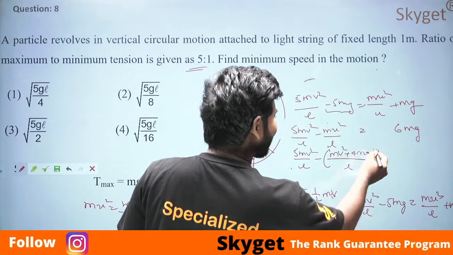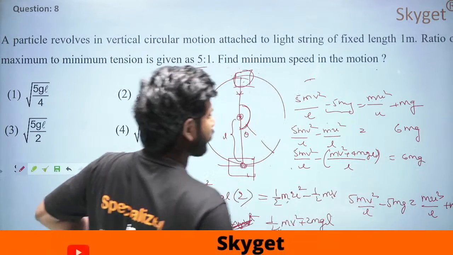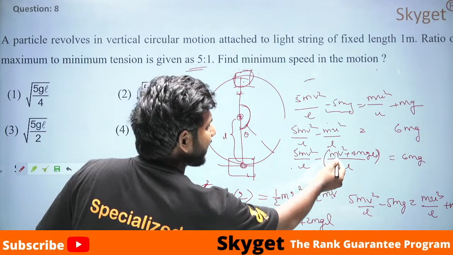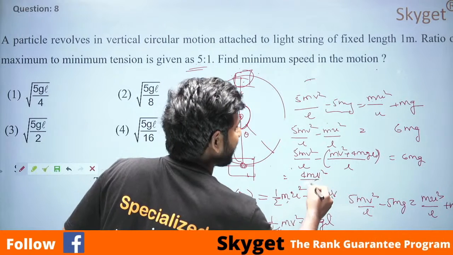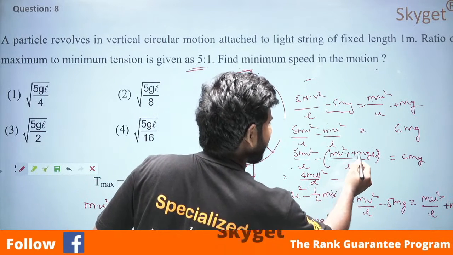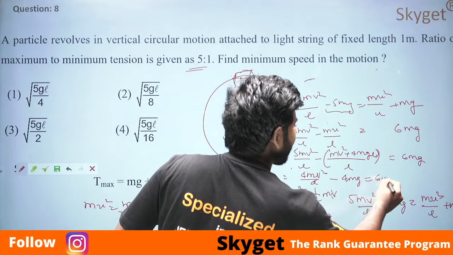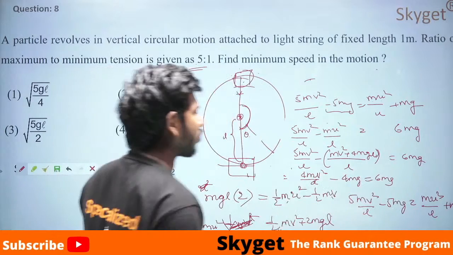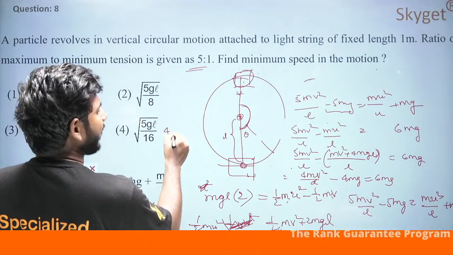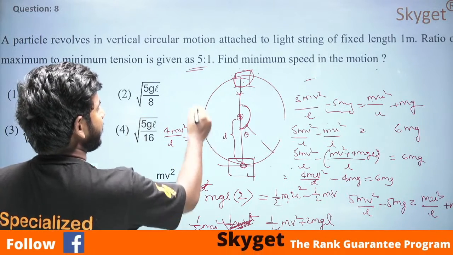So then this L gets cancelled here, students. So this will be equal to 6mg here, students. So 5mv²/L minus mv²/L is 4mv²/L, minus 4mgL by L, that will be minus 4mg, is equal to 6mg here, students. So if minus 4mg goes to that side, this will be 10mg, that will be 4mv²/L is equal to 10mg, students.